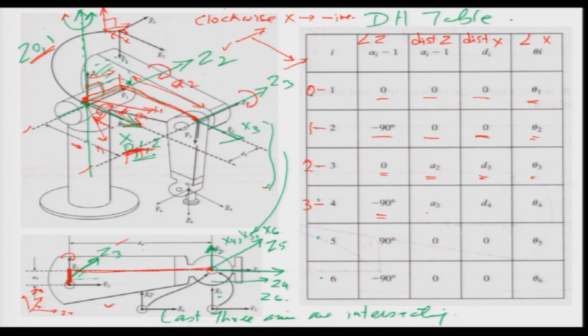Now, what is the distance between the z's? So, Z3 is here, Z4 is here. Now, what is the distance between them? There is a distance of A3 now. Okay. So, this is the distance. So, this is my A3. So, there is a distance between the z axis.